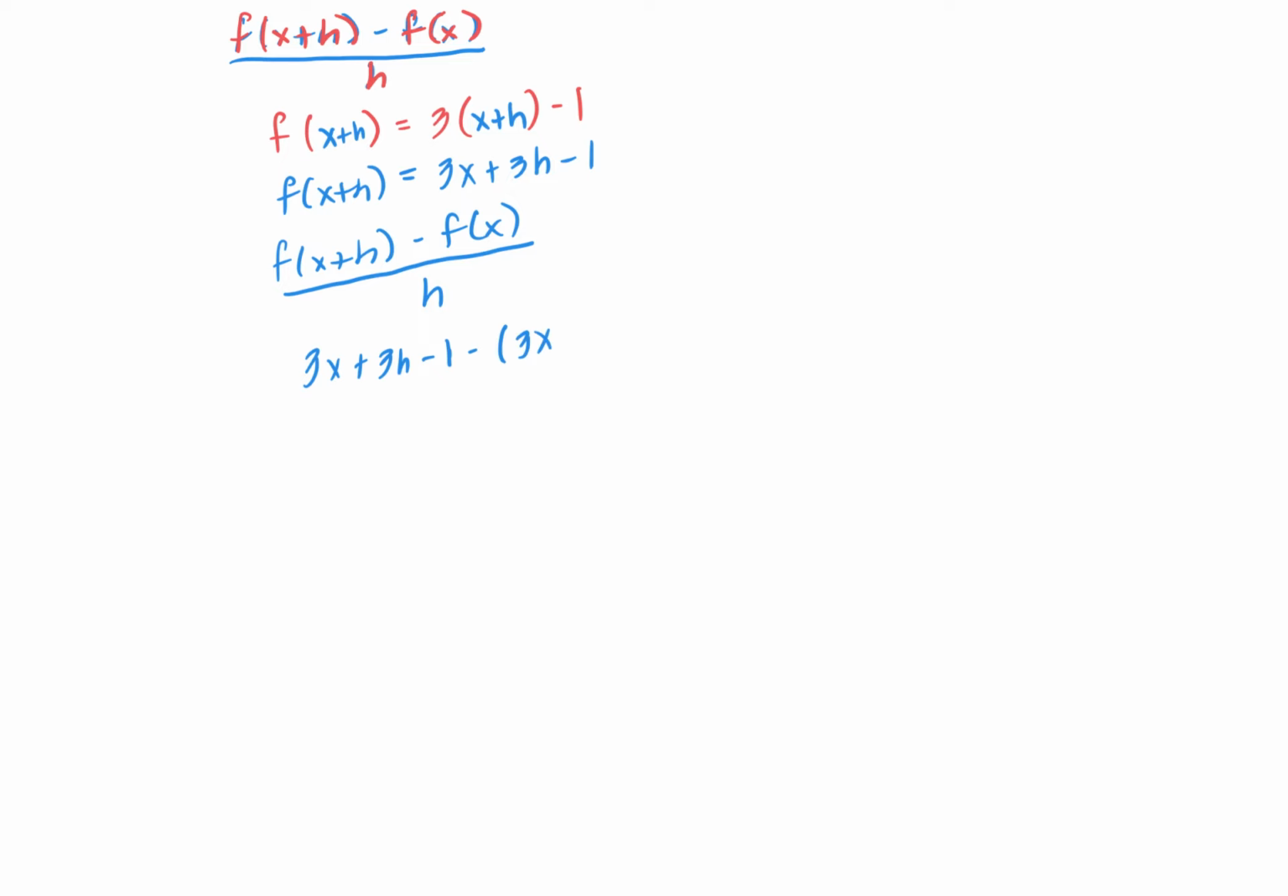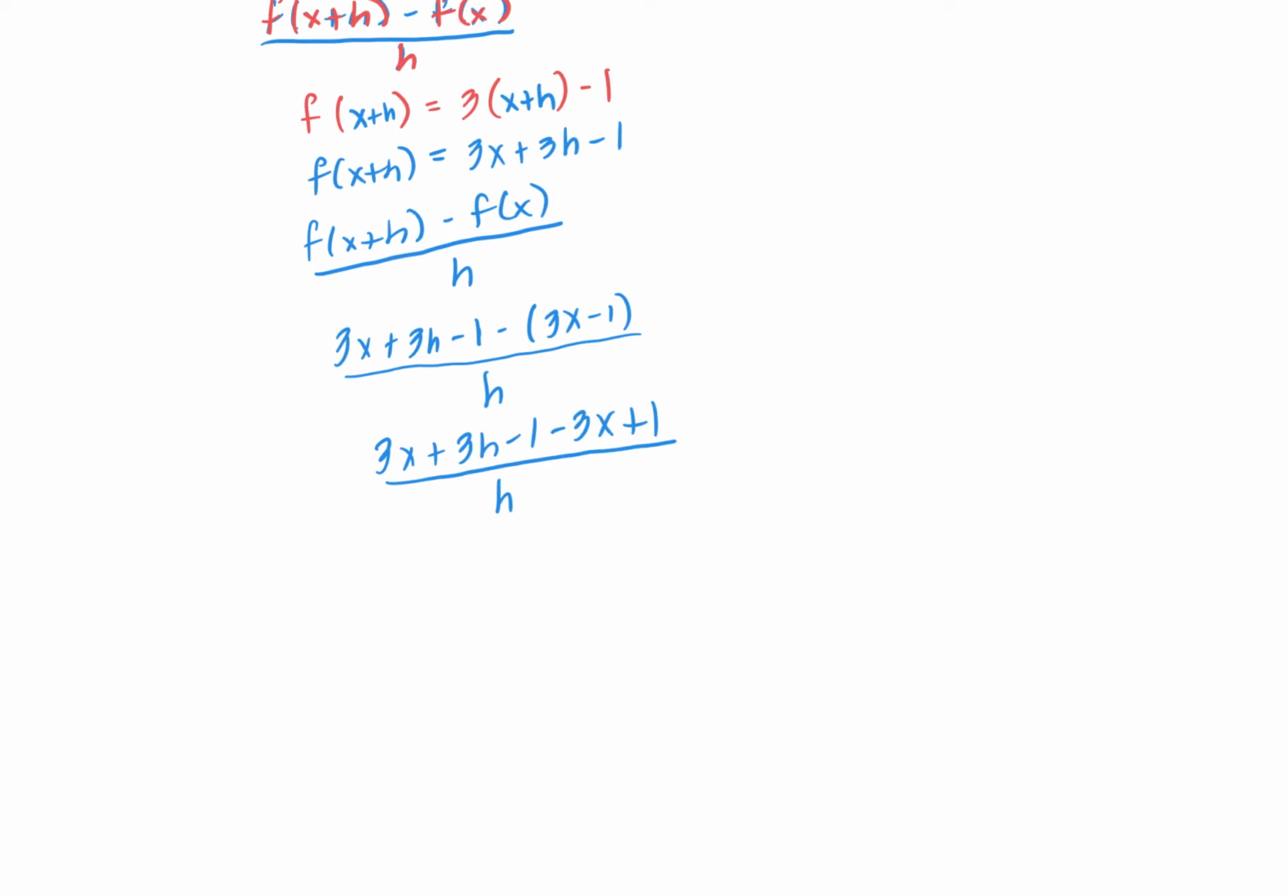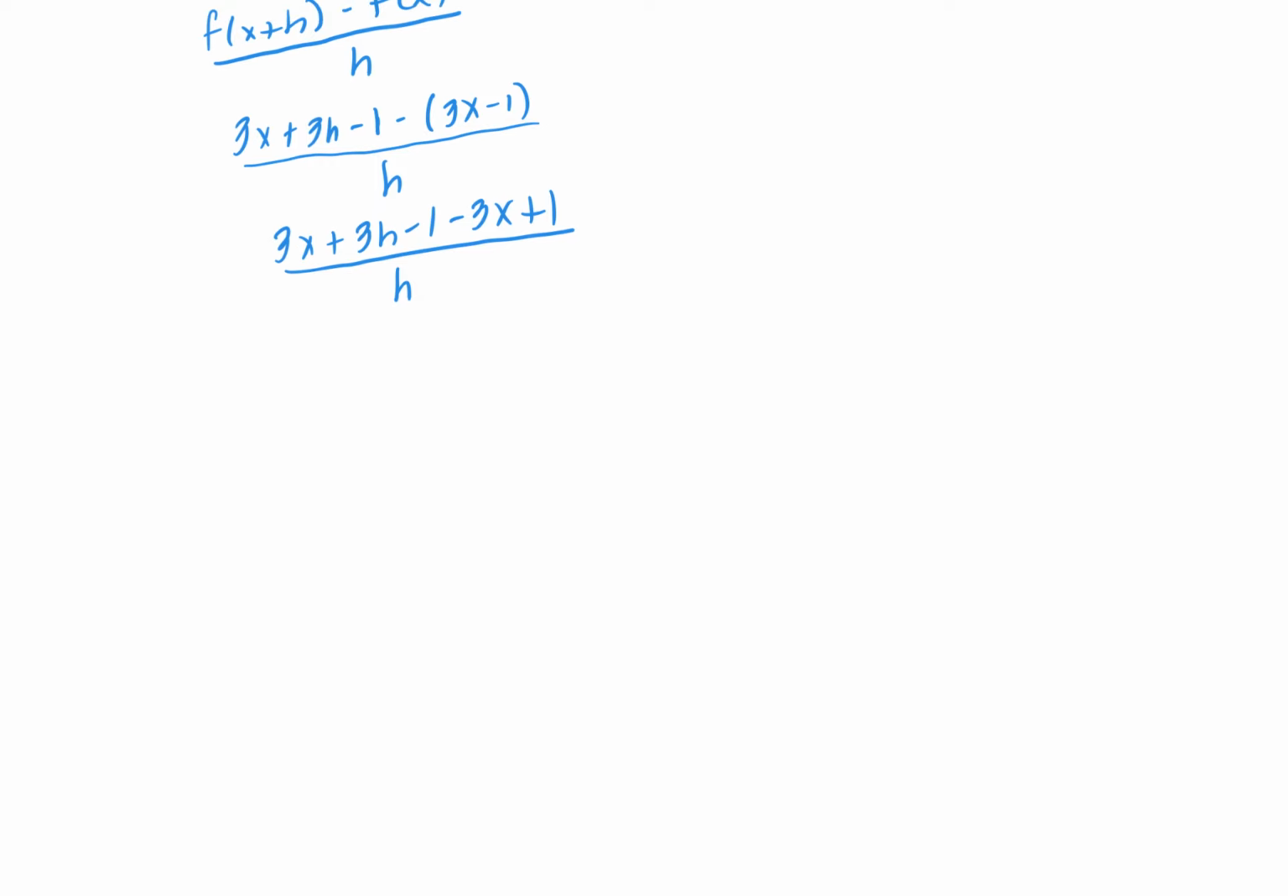Don't forget you're going to distribute the negative. All of this is over h. So 3x plus 3h minus 1 minus 3x plus 1 over h. When you're simplifying these difference quotients, if nothing cancels, then you did it wrong. Something always cancels. So notice here I have a 3x minus 3x, so that's 0. Minus 1 plus 1, that cancels. And this is simply 3h over h. And now the h's cancel.